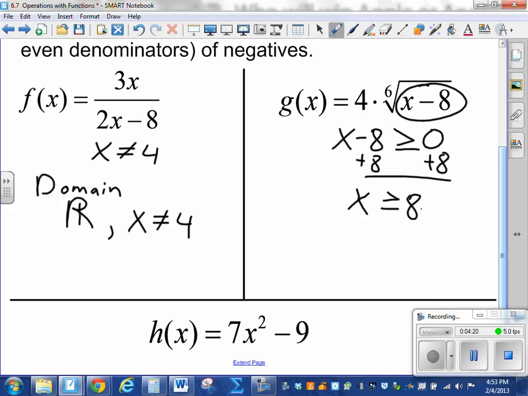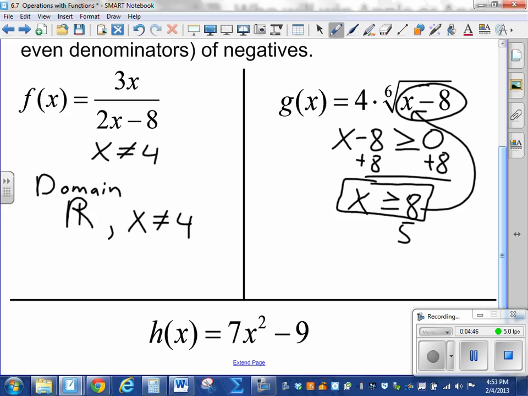Now if you check that when you plug it into here, if you pick a number that's greater than 8, like a 10, 10 minus 8 is a positive 2, and you can take an even root of a positive 2. Now if you pick a number that's smaller than 8, so let's say a 5, which doesn't meet this requirement, and you plug it in, that's going to be 5 minus 8, which is a negative 3, and we don't want negatives.